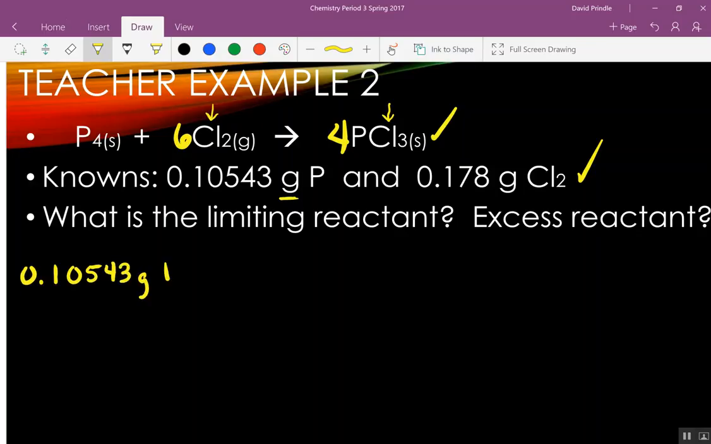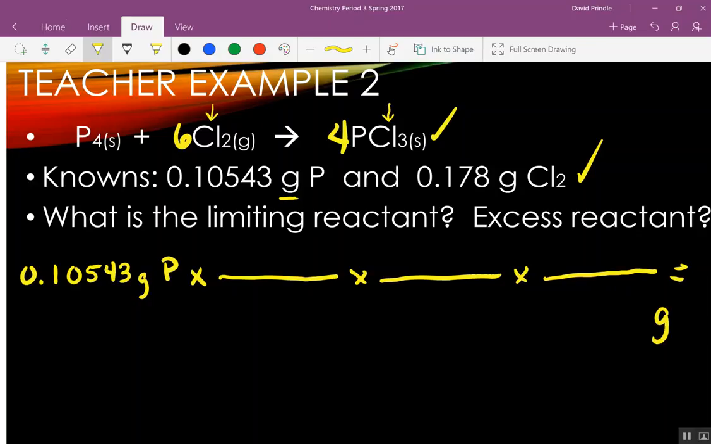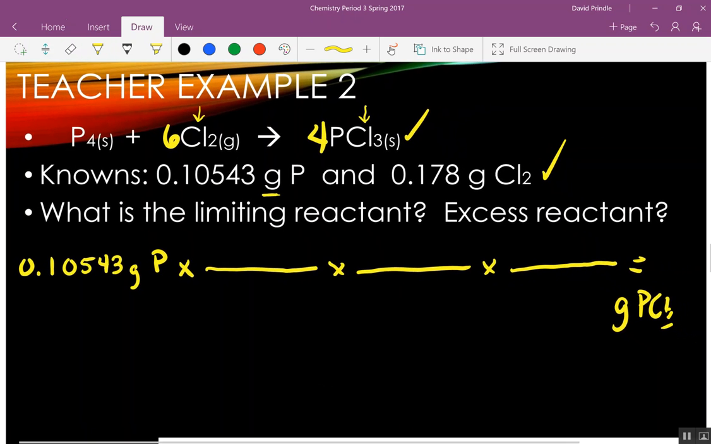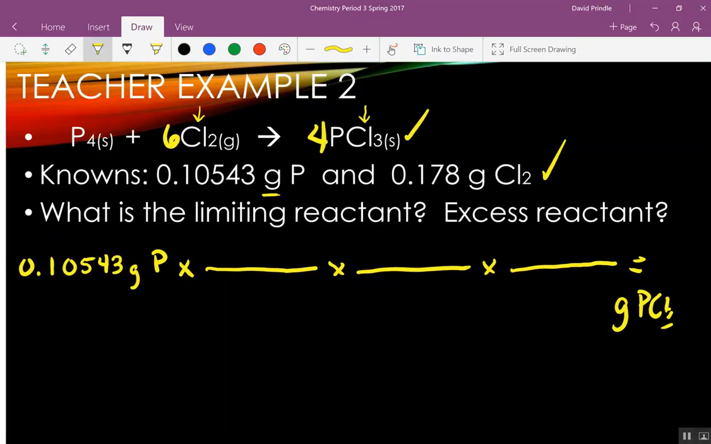0.010543 grams of phosphorus. Anybody remember from yesterday how many conversion factors are in mass to mass? Three. One, two, three, and we're going to end up with grams of PCl3. I'm going to shrink this down so I have more workspace. We always want to try to get to moles to start with from grams.